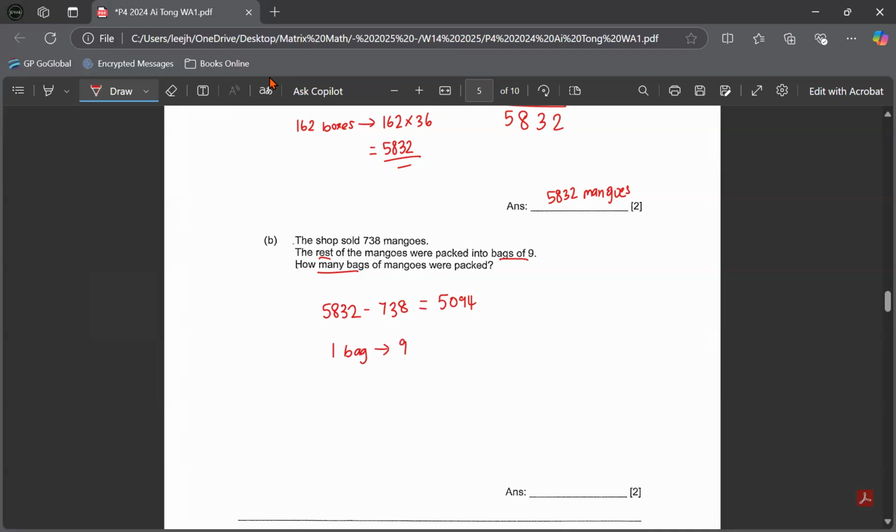So if one bag is 9, one bag 9, one bag 9, I can get many, many bags of 9. But I need to know how many bags. So the number of bags is actually how many groups of 9 are there in 5,094. So you need to divide. 5094 divided by 9. Okay, you should know how to do your long division already. So your answer will be 566 bags. So you just write 566 bags. Okay, this is answer for B.